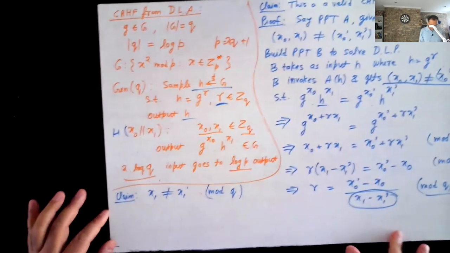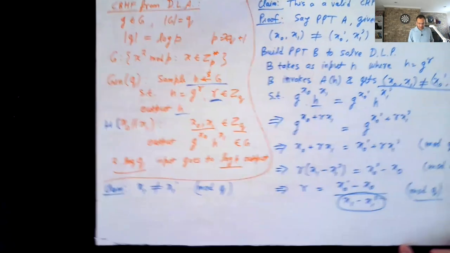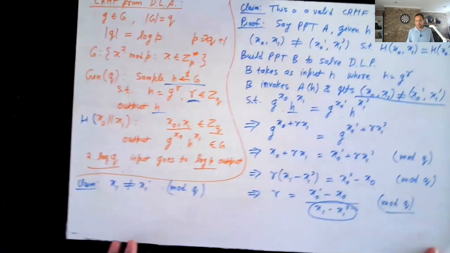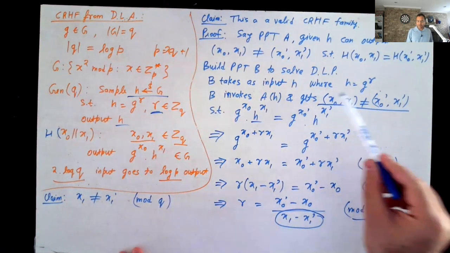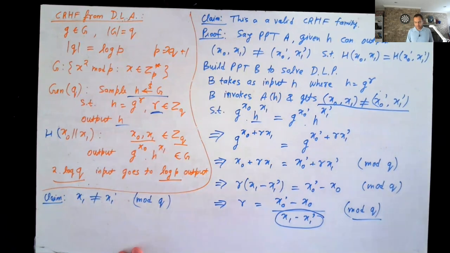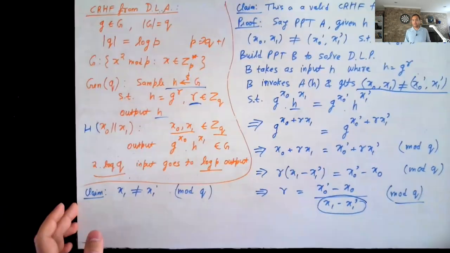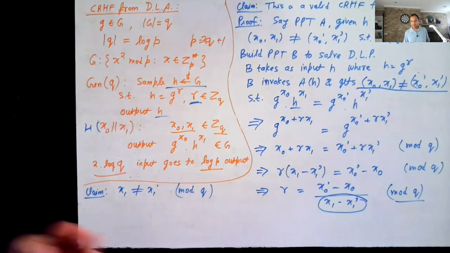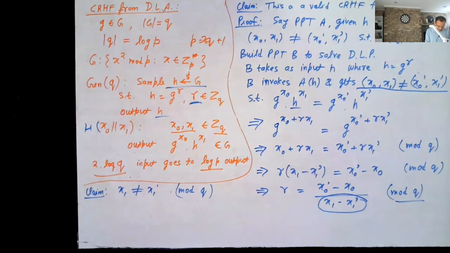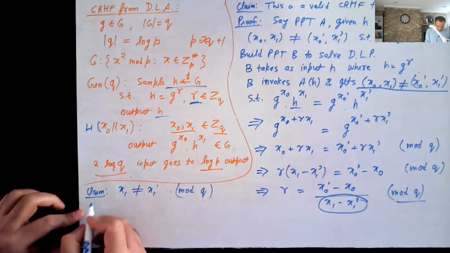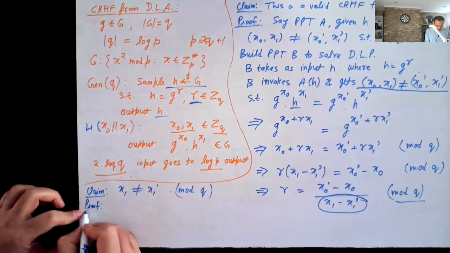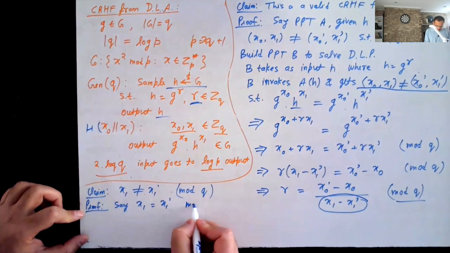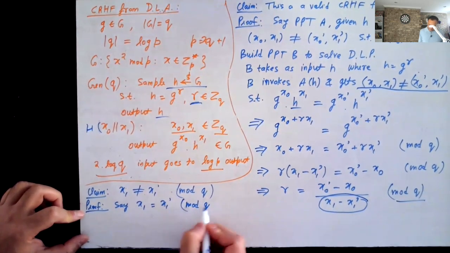Okay, so the proof of this claim is actually very simple. In fact, when the adversary outputs this collision, it must be the case that x0 is different from x0 prime and x1 is different from x1 prime. Even if one of them is the same, then basically the other one must be the same as well. Okay, so the proof, we'll prove it by contradiction. So suppose this is equal to this.